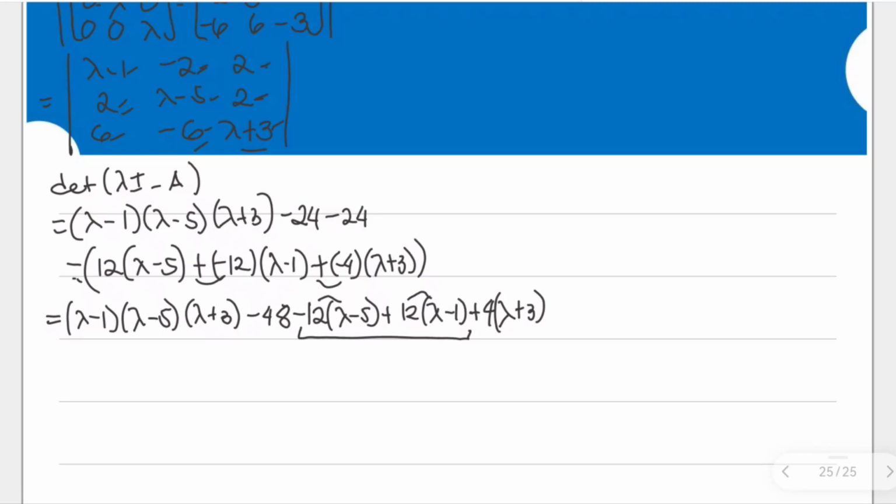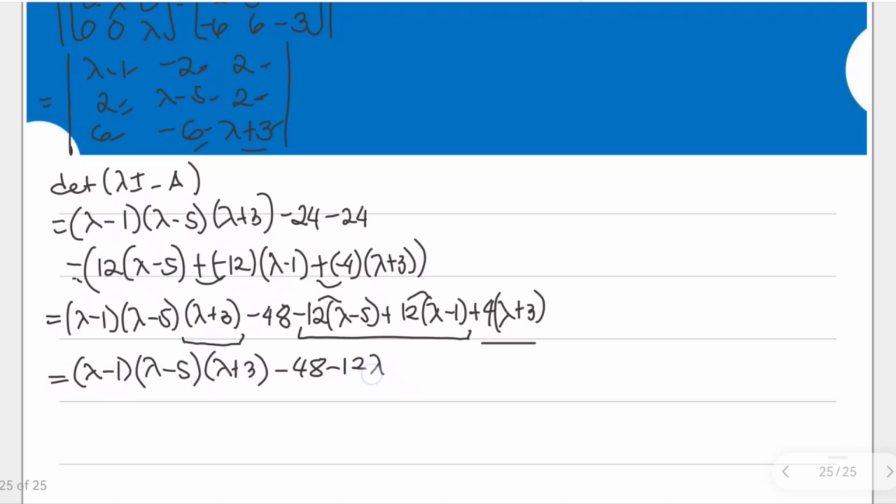In short, not x, by the way, there are lambdas. So once you do that, the lambdas here will be simplified, and you're going to be left with this form, which you can actually factor later. So this is how it is done. Pardon me. So you have minus 5. This is still lambda plus 3. This is still minus 48. Of course, this is minus 12 lambda.